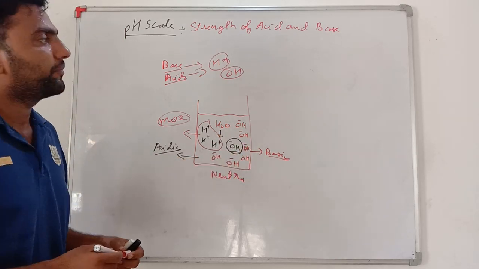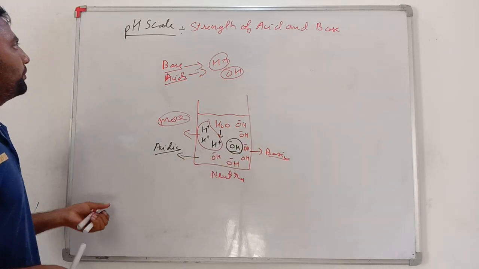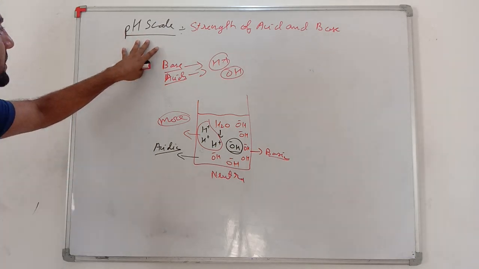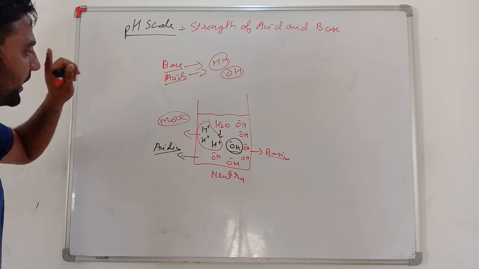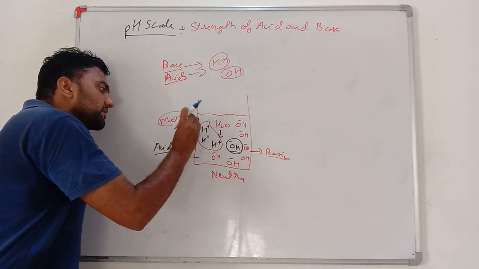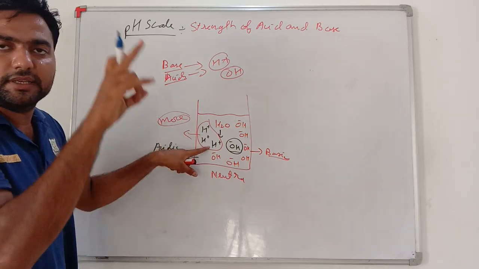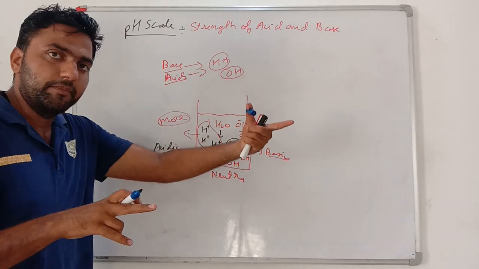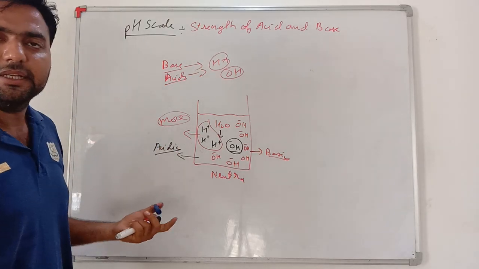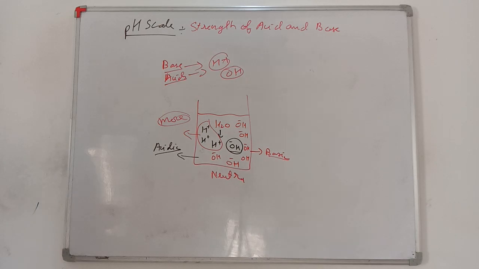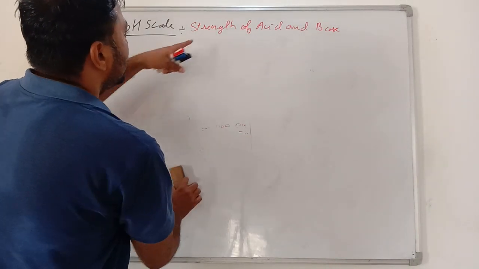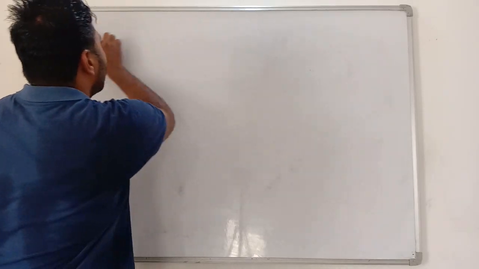The pH scale is a scale which tells us about the strength of an acid or base by using only and only the number of H plus ions. If H plus ions are less, it is basic. If H plus ions are very large in number, it is acidic. We will see, don't worry, we will go through that. What is the pH scale? The pH scale tells about the strength of acid and base.